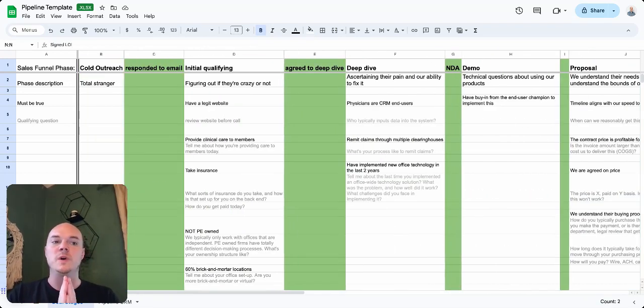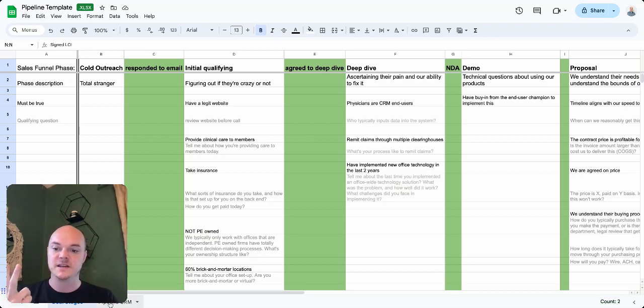In order to truly create momentum in my pipeline, I have to know at every phase, what is the next step I'm trying to get this person to take? What is my action to get them to take that? And then all I'm doing when I'm talking to them is trying to drive that result.